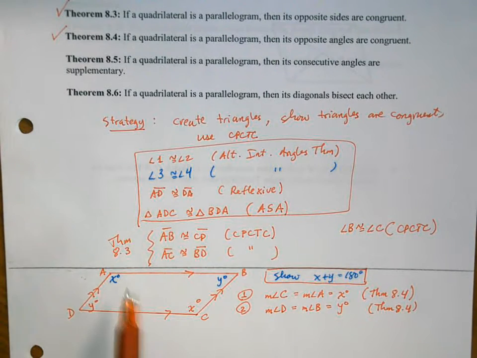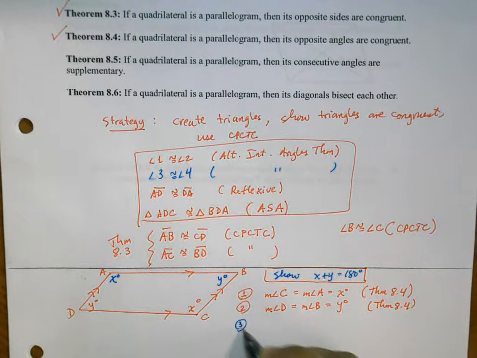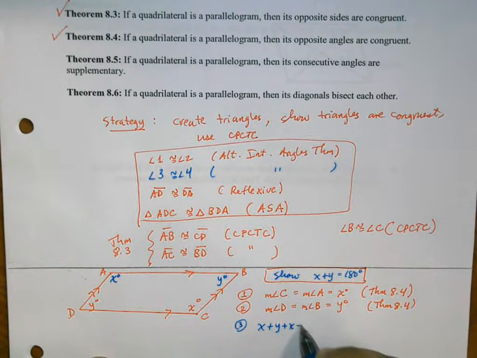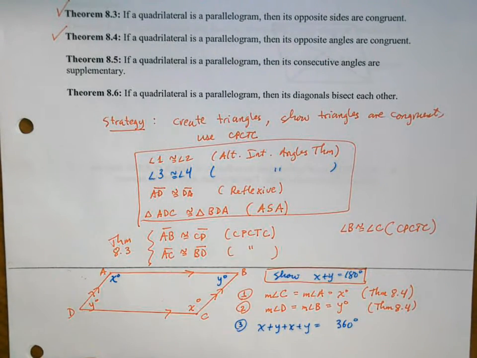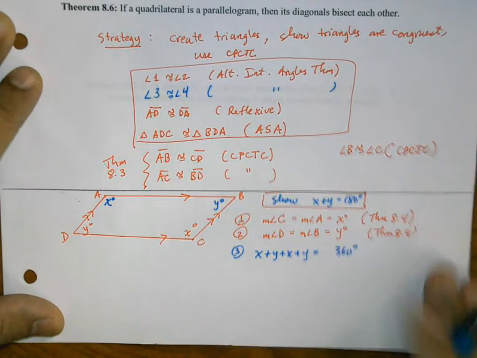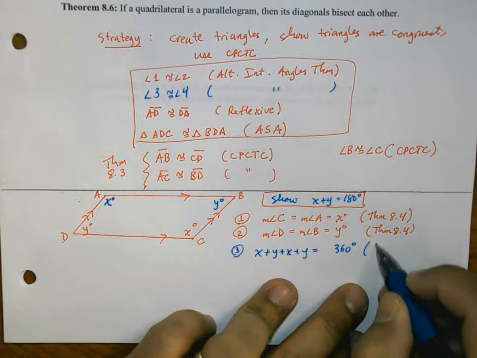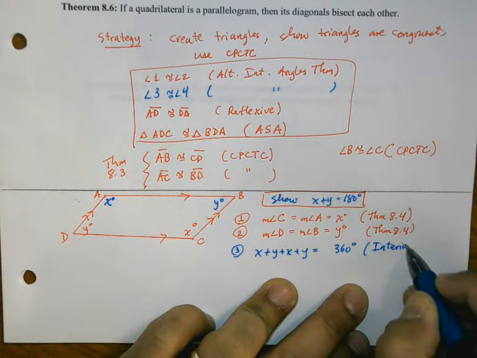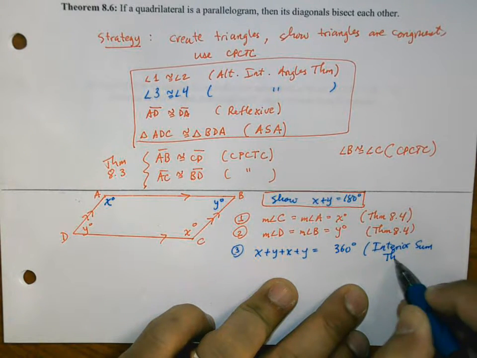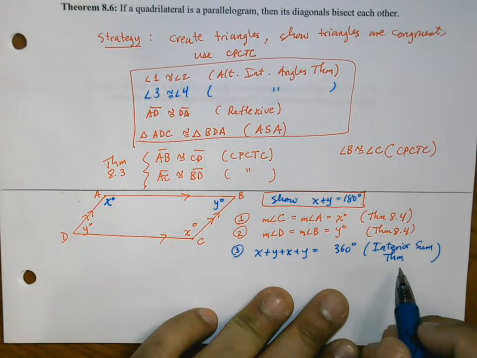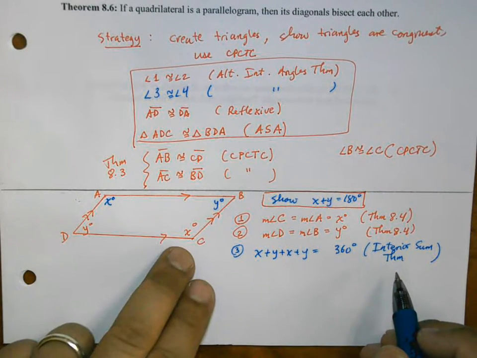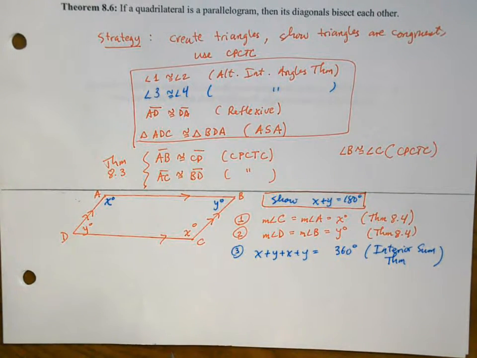Now consider what happens when you add up all four of these angles: X plus Y plus X plus Y. They should equal 360 degrees. Where did I get this 360 degrees? Remember the interior sum theorem. If you've forgotten that, look back into your notes from the previous section. This theorem basically says that a quadrilateral has an interior sum of 360 degrees.